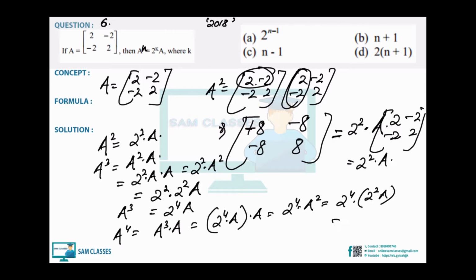So you'll get 2 power 6 into A. Now if you see, for n equal to 2, it should be k equal to 2. For n equal to 3, it should be k equal to 4, and for n equal to 4, k should be 6. So which of the options satisfies it? This can't be, this can't be, this can't be.